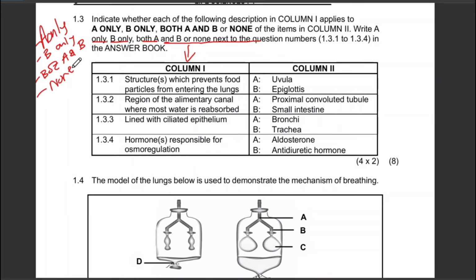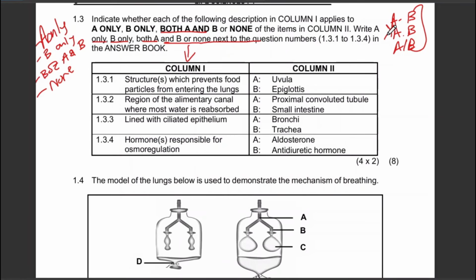Now, it's important that you follow the instructions, guys. That's why I'm emphasizing this. I know some learners mess it up, especially for the both A and B. For both A and B, you can't write A-B, A.B, A/B. This is not both A and B. This is incorrect. You end up losing 2 marks.